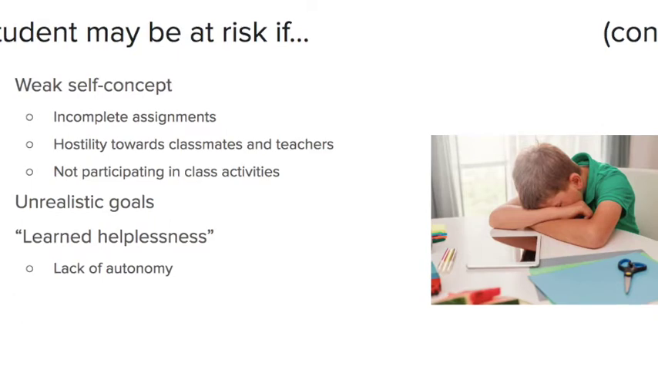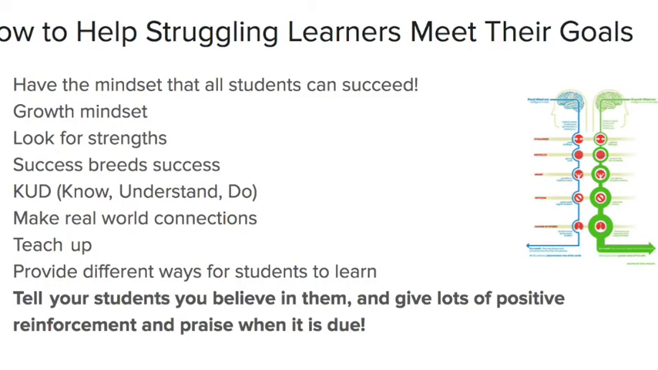Now the next step was, how do we help a struggling learner meet their goals? So you have to have a mindset as a teacher that all of your students can succeed. We can't be labeling students left and right. We need to see every child as themselves and definitely teach to the whole child, because every child in your classroom is going to learn differently, and I will definitely be touching upon that later.